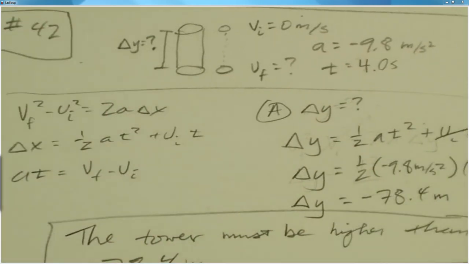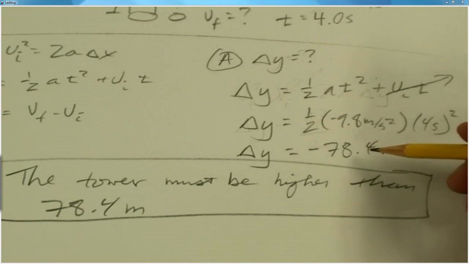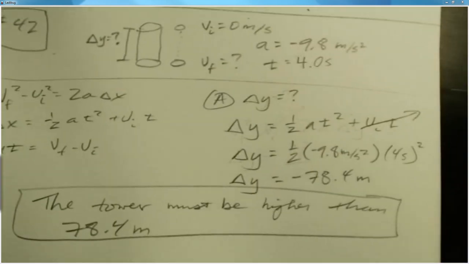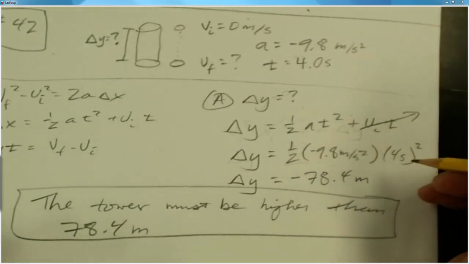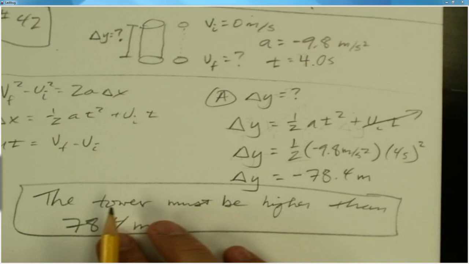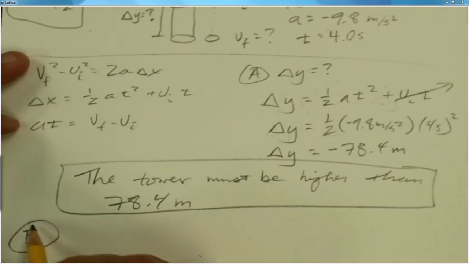The answer is not negative 78.4. It's not negative because you don't have a negative height. The tower is not underneath the ground. Negative 78.4 means that the ball bearing drops downward 78.4 when it touches the ground. Therefore, the tower must be higher than 78.4. So let's move on to part B.